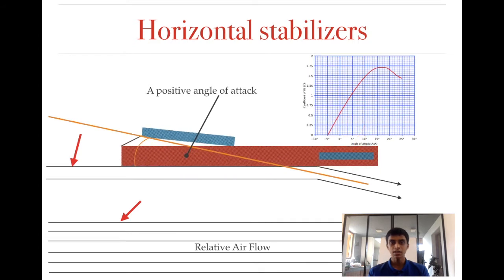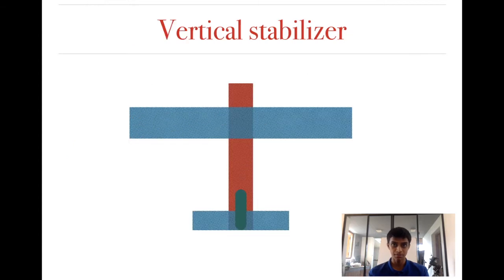Also note that in the case where the plane pitches downwards, then there will be a negative angle of attack. Now note that when the angle of attack goes to the left of the zero, basically into the negative side, the coefficient of lift decreases. The lift decreases basically. This means that there will be a force acting downwards and which will correct the plane again. Right, so that's basically how the horizontal stabilizers work to stabilize the aircraft.